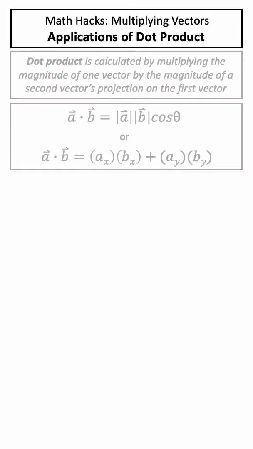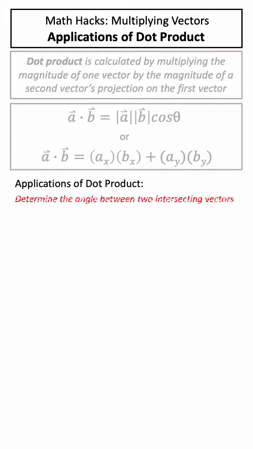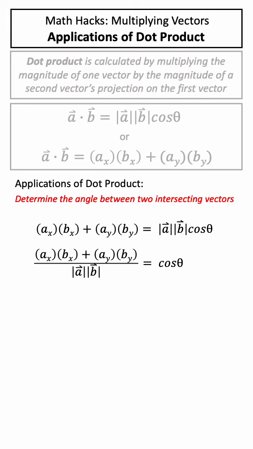In a previous video, we covered what dot product is and how to calculate it, but today we will cover the applications of dot product. First, it can be used to determine the angle between two intersecting vectors. By rearranging our dot product formula, we can solve for cos theta and our angle.